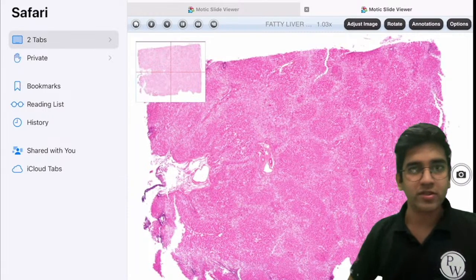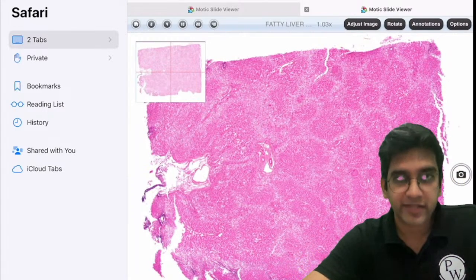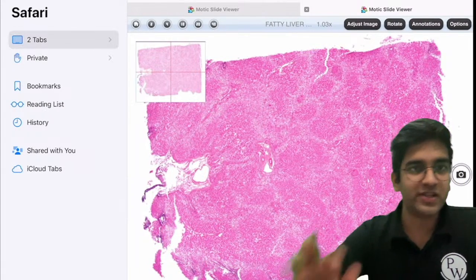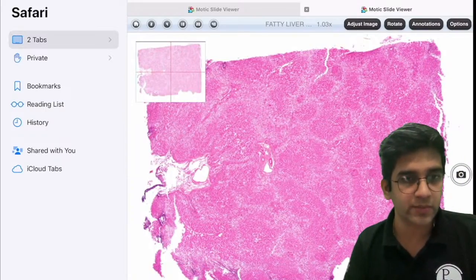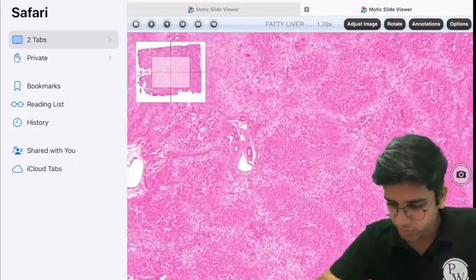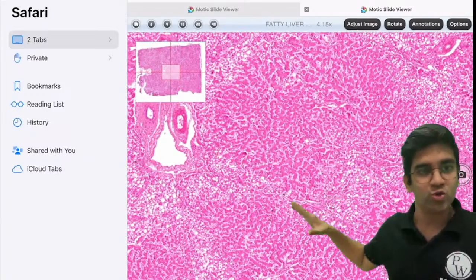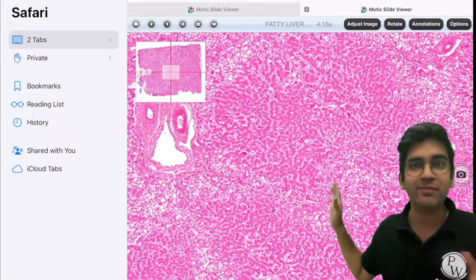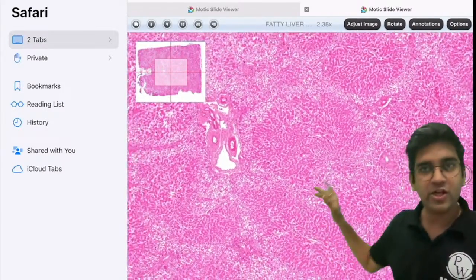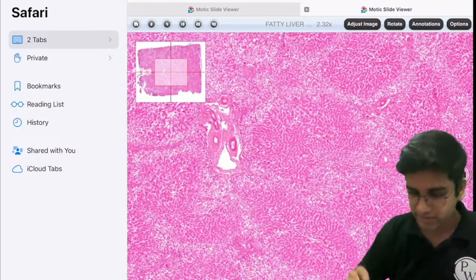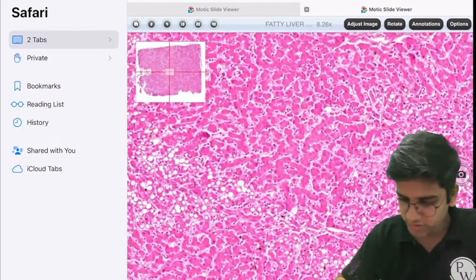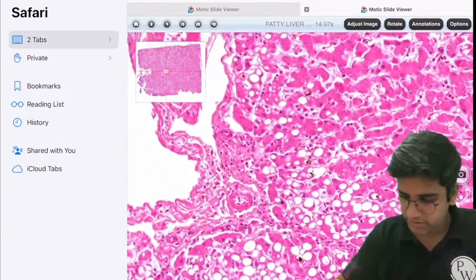Can you guys see my background? This is a real pathological slide. Without a microscope, we have slides here. I hope it's visible. If it's visible, say hi or hello. Now I can zoom this at any magnification I want. Can you appreciate the hepatic lobules? This is a liver slide, right? Let's zoom it.